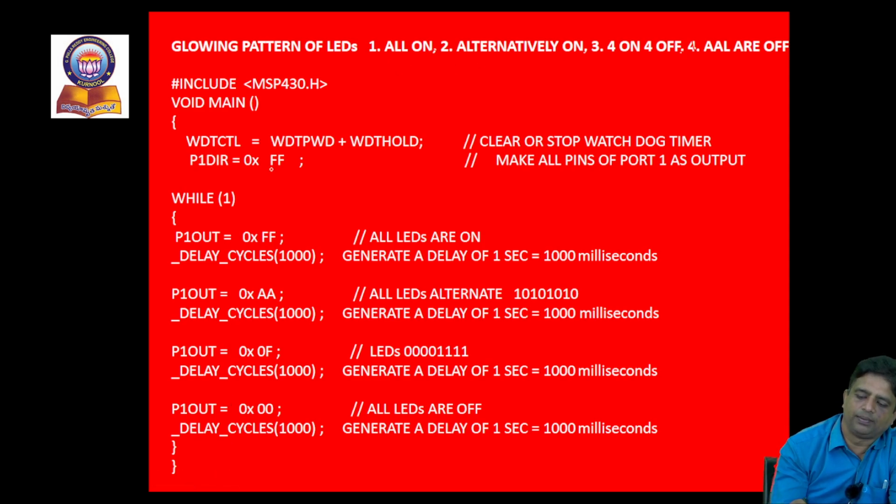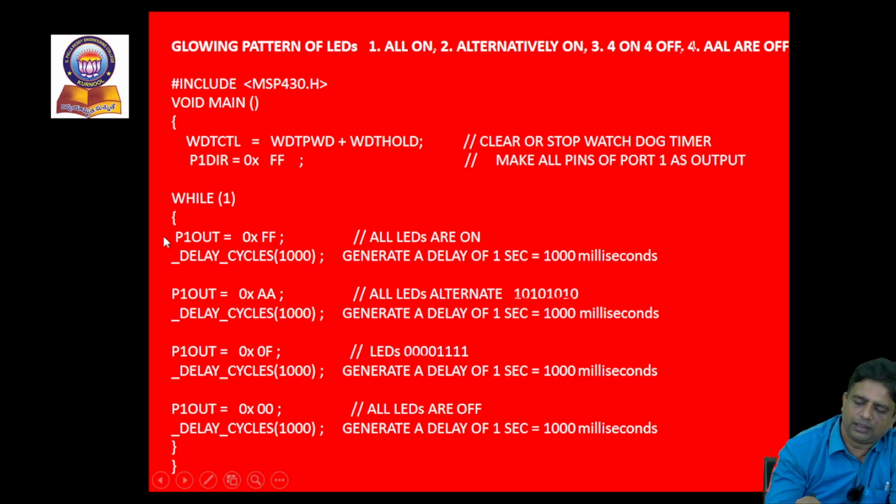The line that is important here is P1 DIR, which makes all pins of port 1 output. This is a unique program that makes use of all pins of port 1. First case, all are on. Second case, alternatively, and we can see the representation here: they are alternatively on and off. Third case, 4 are off and 4 are on. In the last case, all are off.